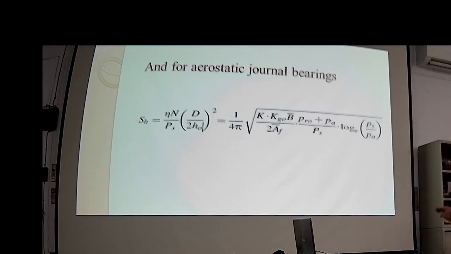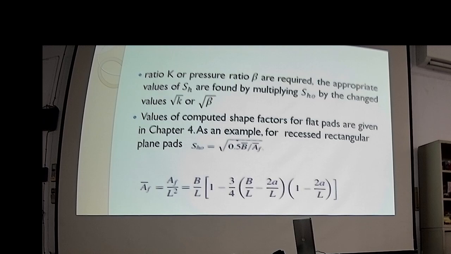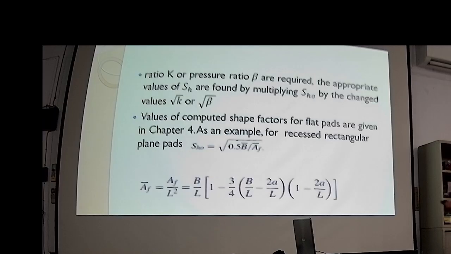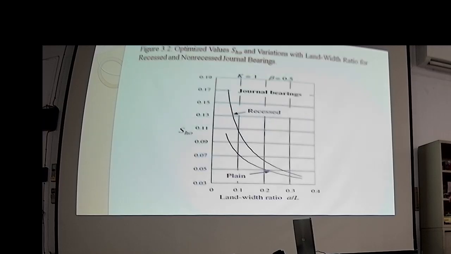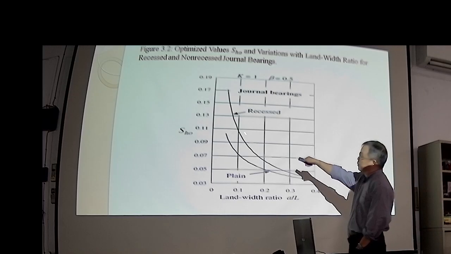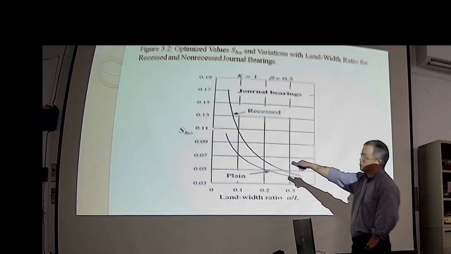So we have speed parameter for the thrust bearing, and we have a speed parameter chart for the zonal bearing. Okay. For the zonal bearing, we have recessed zonal bearing and plain zonal bearing.